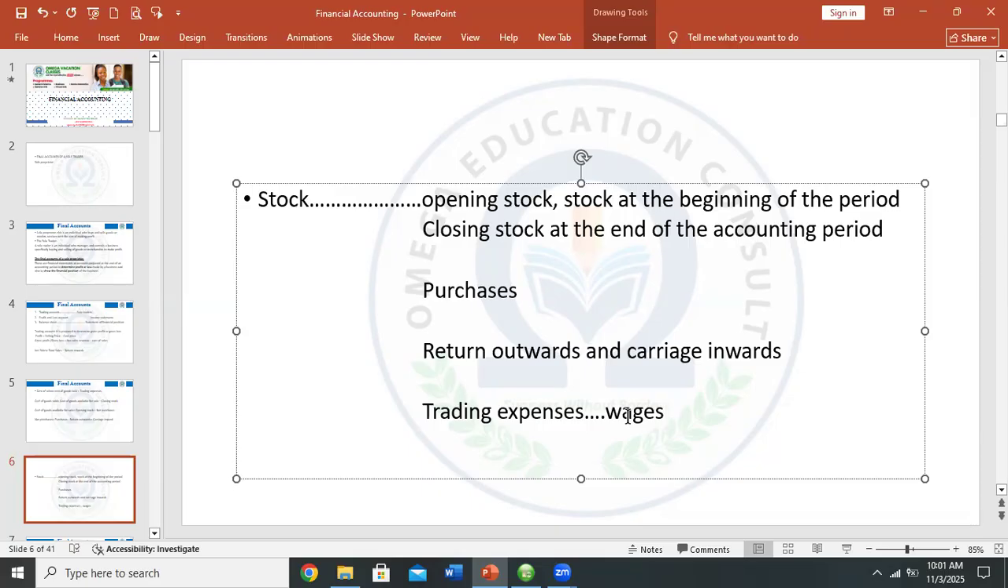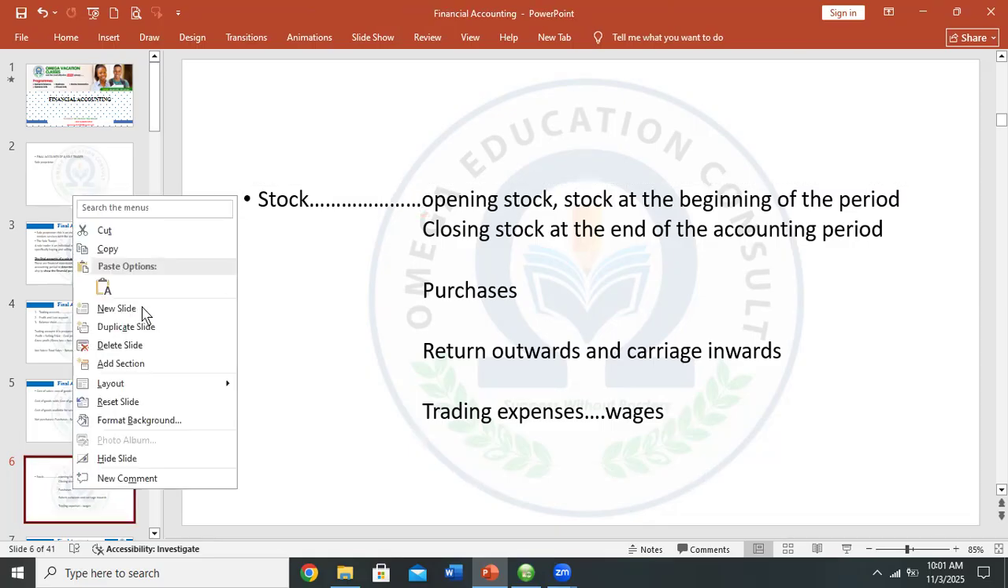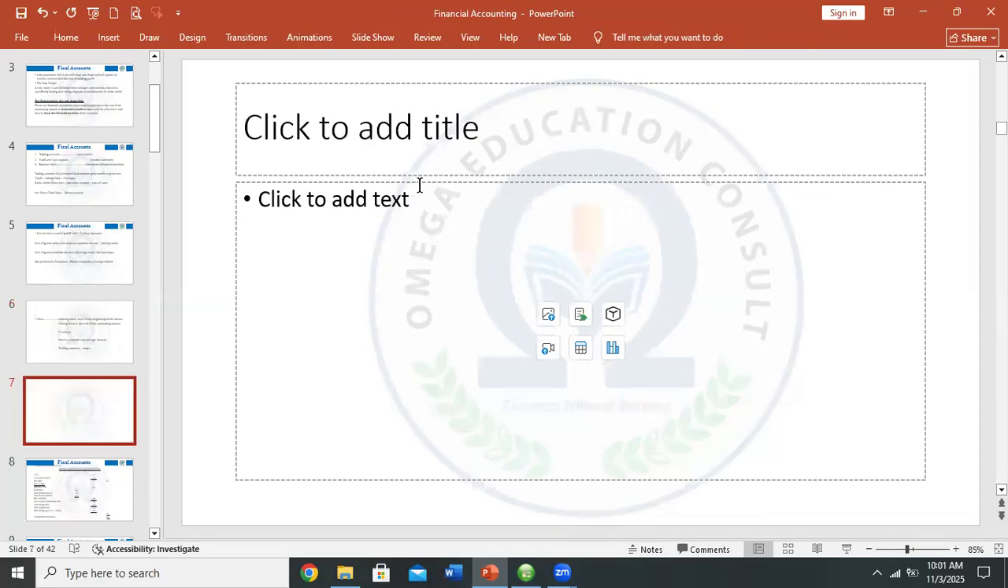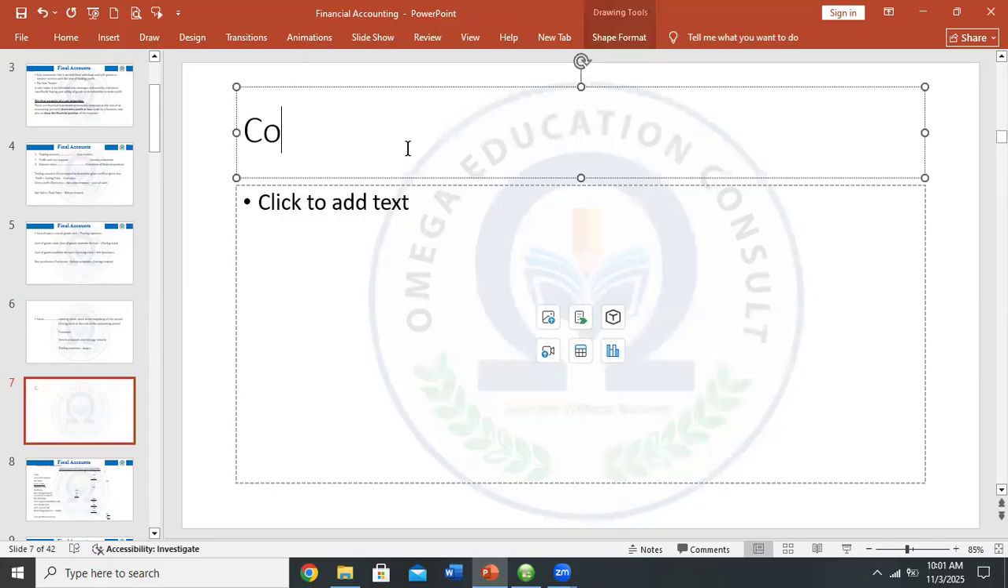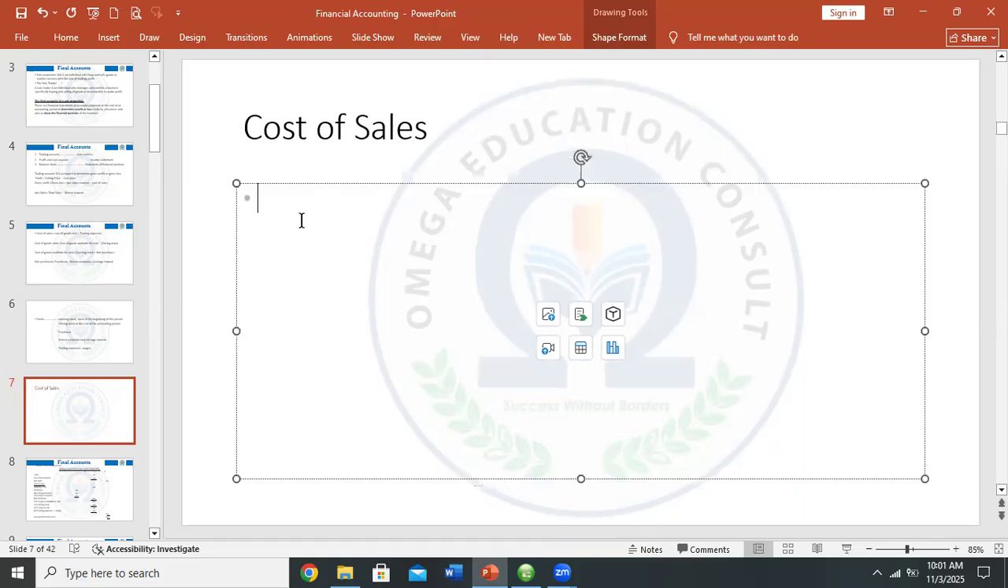Now, let's look at how you calculate it. If you want to find your cost of sales, let me go to another slide. If you want to calculate your cost of sales, please follow how I'm going to get this cost of sales so that you understand it once and for all. If you have questions, please feel free to ask.